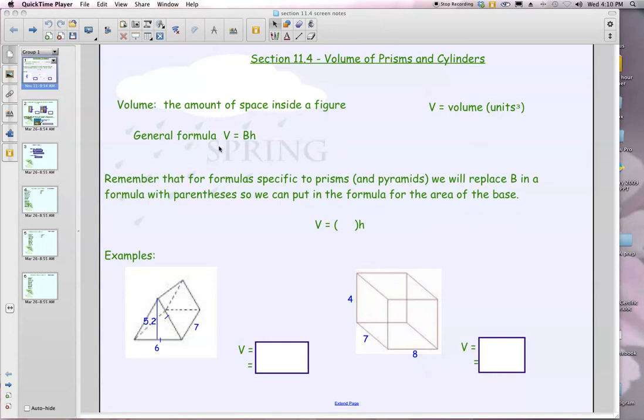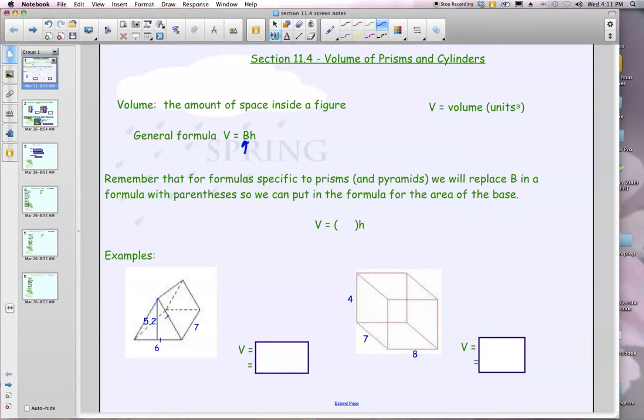In general, the formula for volume is capital BH. Remember that capital B stands for the area of the base. So in general, we will take the area of the base and then times the height of the figure, the distance between the bases if there's more than one.